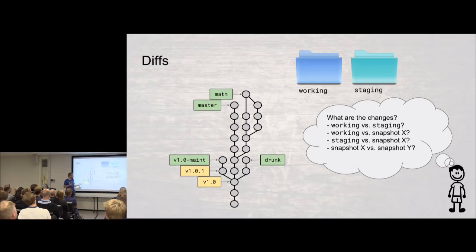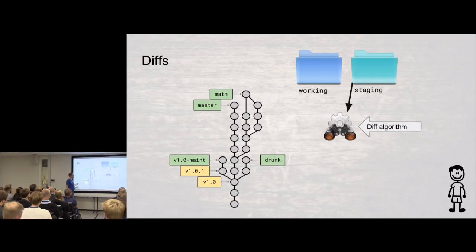So you will want to look at the exact changes, for example, between working and staging. Basically, what is the work that I haven't staged for the next snapshot yet? Or what's the difference between what I'm working on right now and what's in one of these snapshots? What's the difference between what I've staged and the last snapshot? So basically, what will become the next snapshot if I make one right now? Or you'll want to see the difference between my master branch or the latest snapshot here and the latest snapshot on the math branch.